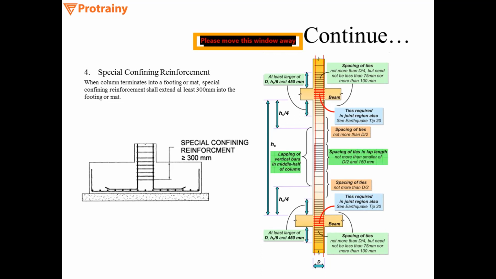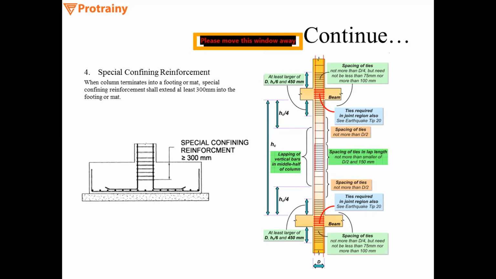From the beam face to a distance of HC upon 4, where HC is the column height, the spacing of ties should not be more than the dimension of the column upon 2, or 50% of the dimension.